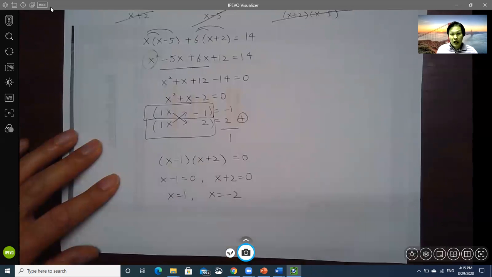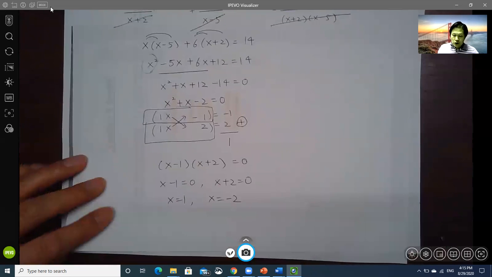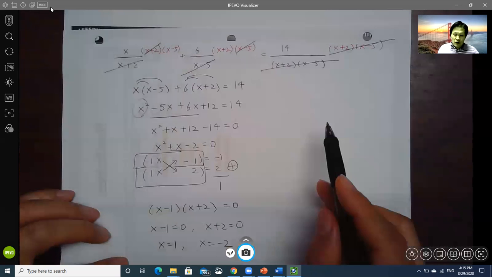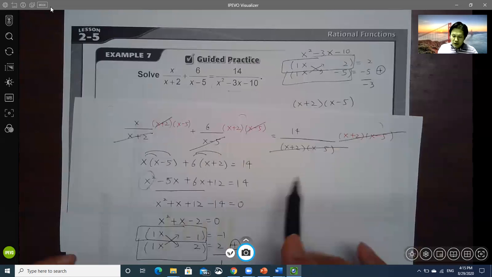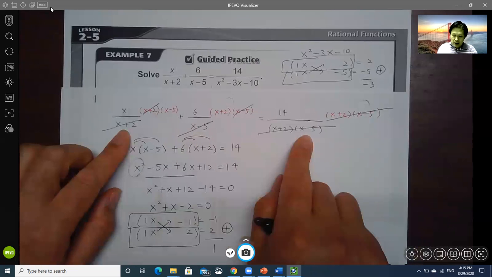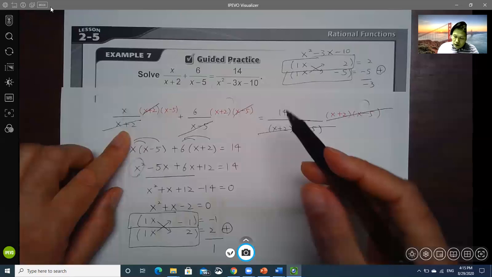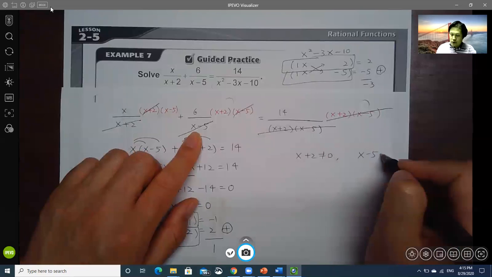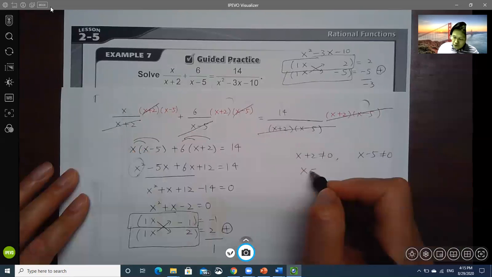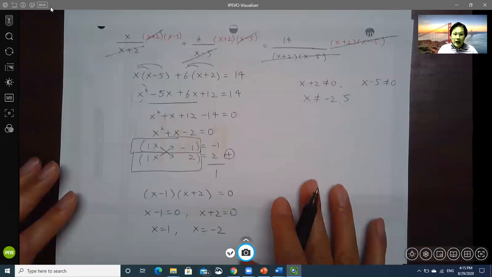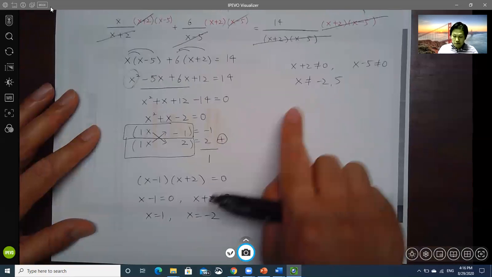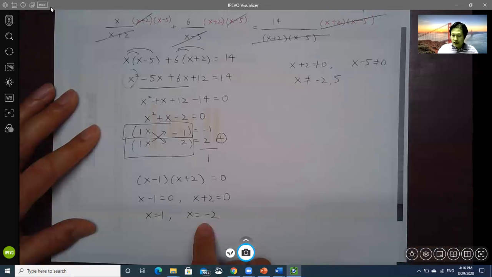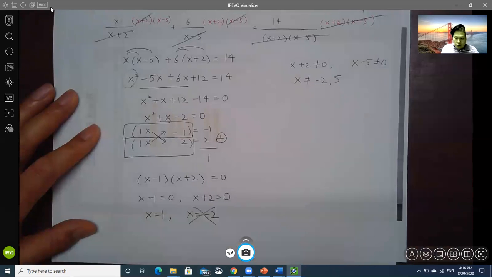What's the catch? Whenever you solve a rational equation, you have to check: does it violate the domain? What is the domain? Denominator cannot equal 0. So x plus 2 cannot equal 0, x minus 5 cannot equal 0. So x cannot equal minus 2, x cannot equal 5. You have to check it. Aha, minus 2. It cannot be minus 2. You have to dump it. The only answer you keep will be 1.